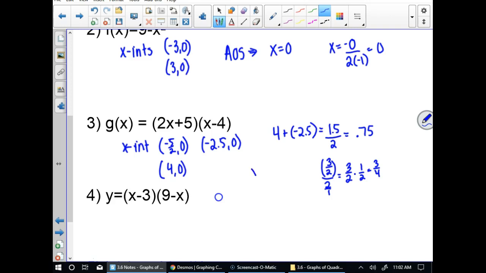So x equals 0.75, or x equals 3/4, is your axis of symmetry. Your other option on that is to multiply everything out, and then you can use negative b over 2a.